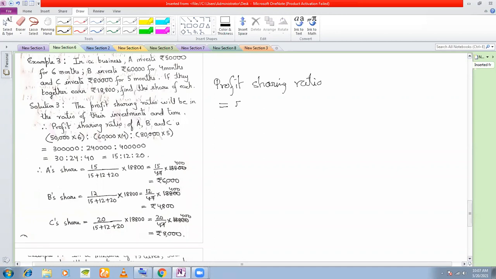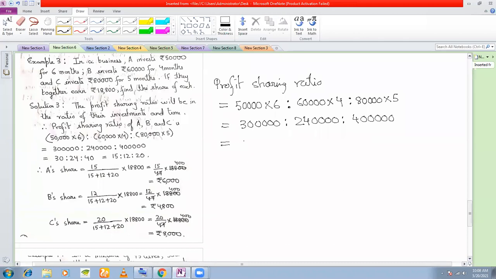So A is investing 50,000 rupees for 6 months, B invests 60,000 rupees for 4 months, and C invests 80,000 rupees for 5 months. Okay. So this is the ratio. But we can simplify this ratio by cancelling out the common factors.